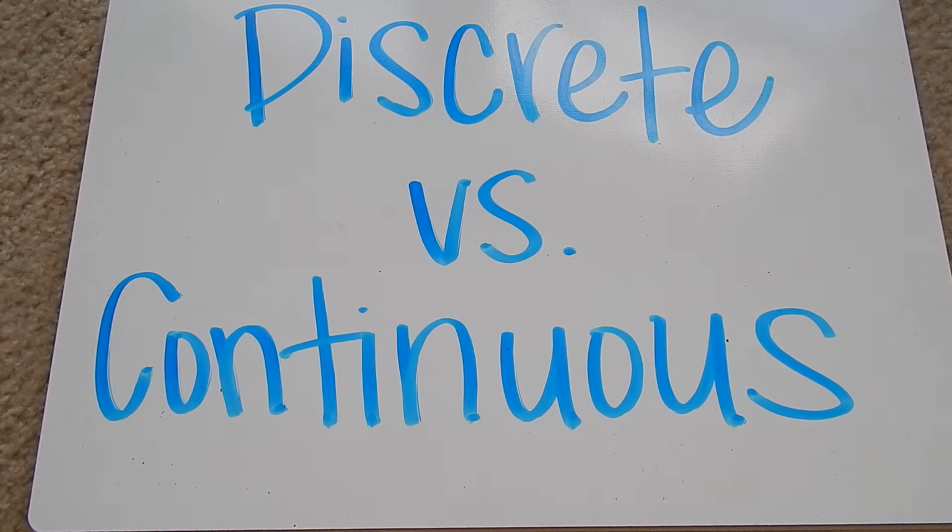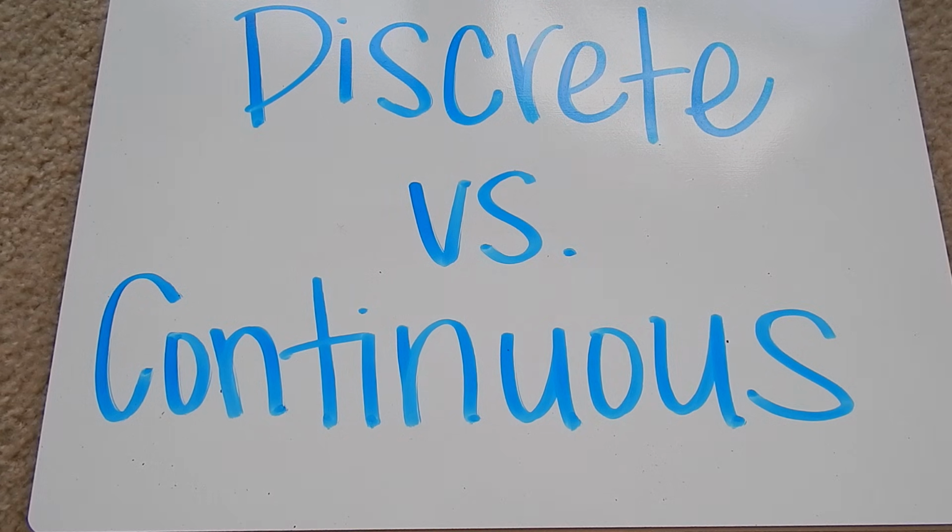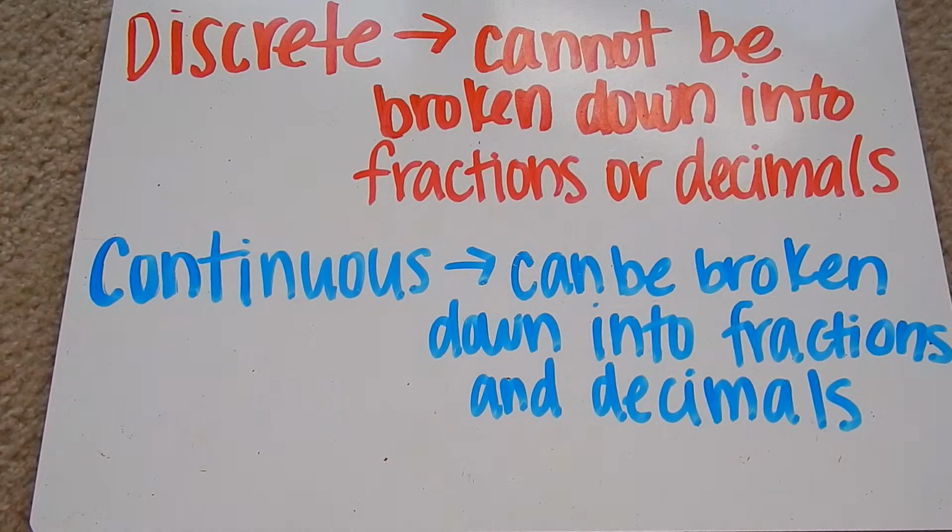Today's lesson is over discrete versus continuous relationships. Let's first start out by defining discrete and continuous. Something that is discrete cannot be broken down into fractions or decimals. For example, people. You can't have half a person. So we typically say discrete things can be counted, things that you count.